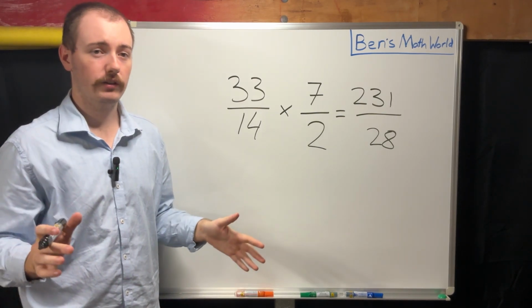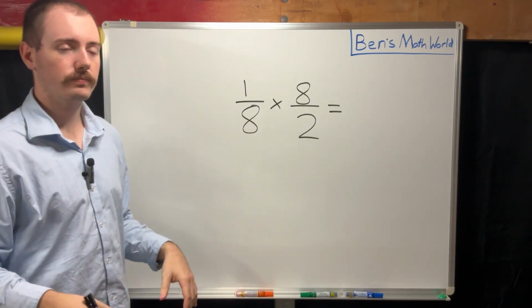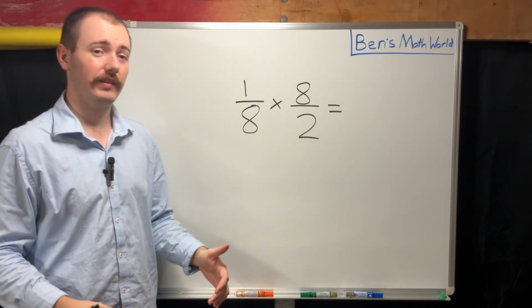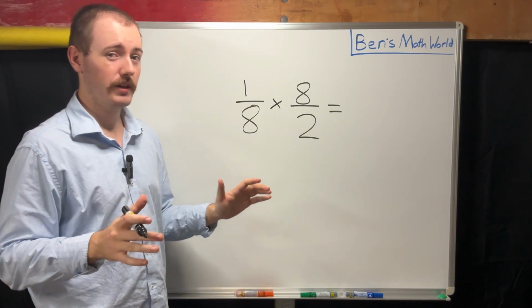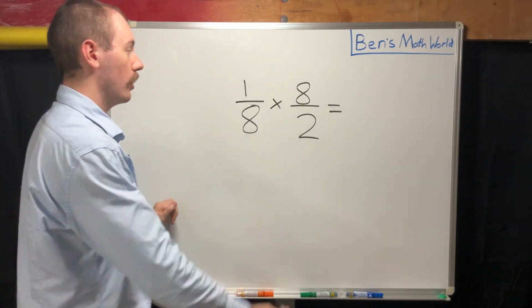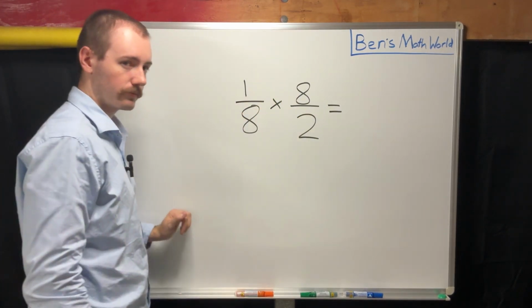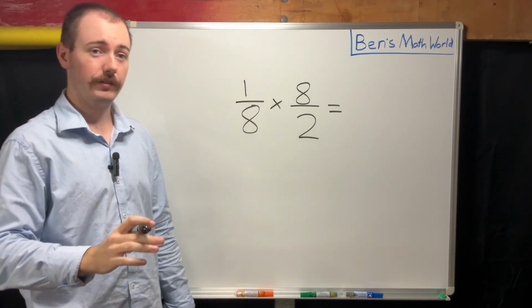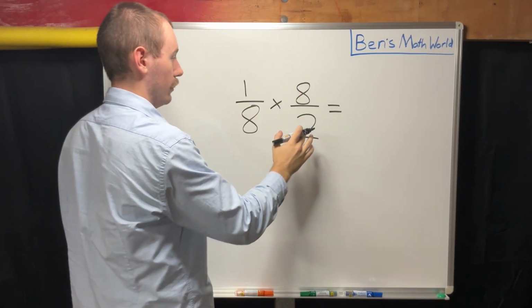Okay, let's go on to the last question. This is our last one. There's some tricks. The simplification on this one is going to be there. So let's go through it. 1 over 8 multiplied by 8 over 2.